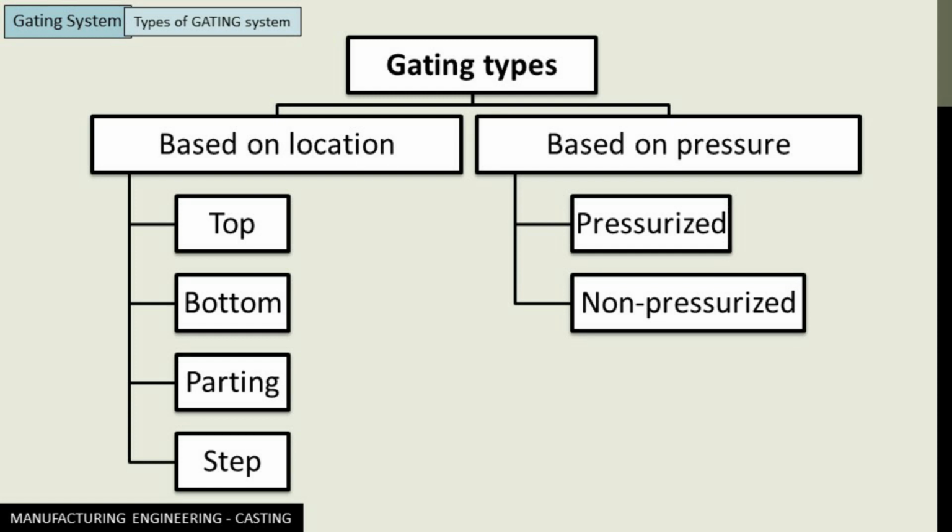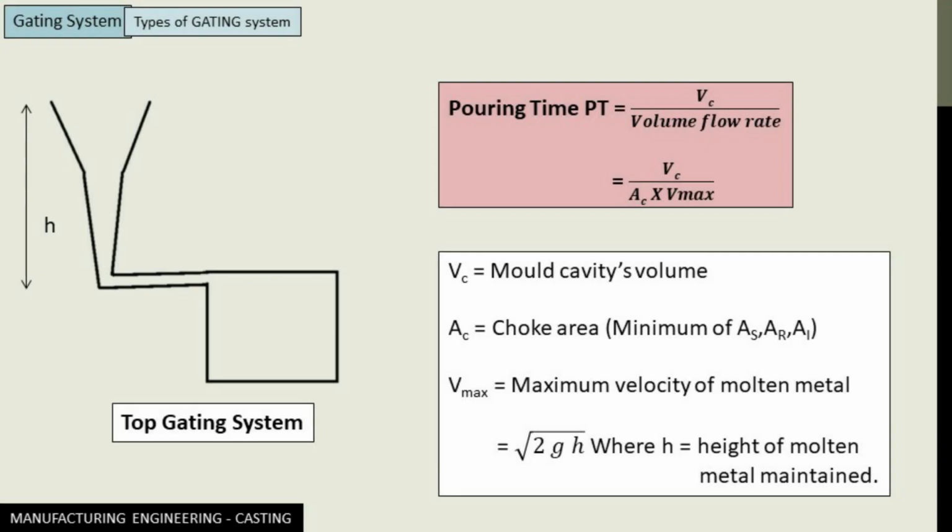First being the top gating system, which is based on location of the gating system. In case of top gating system, the ingate is at the top of the cavity, and hence the molten metal will enter the cavity from the top. This is what a top gating system is.